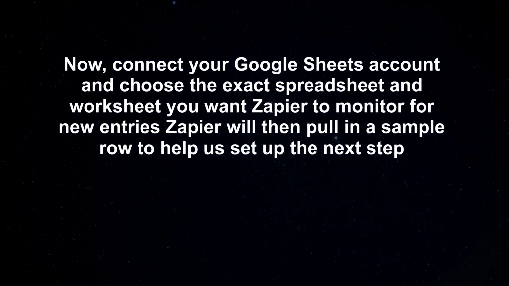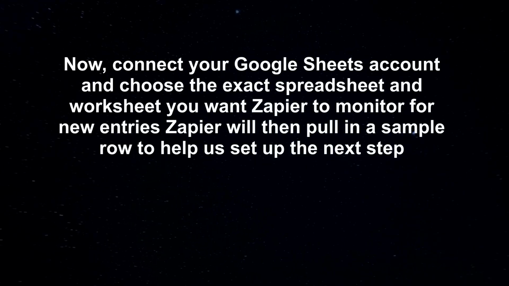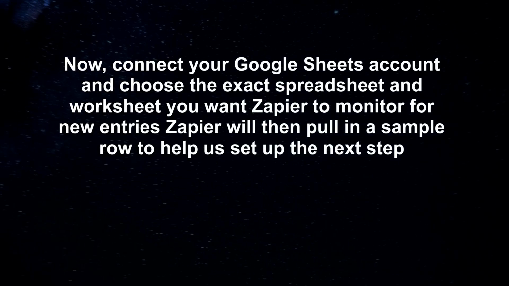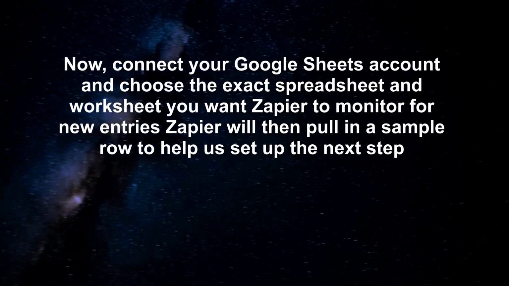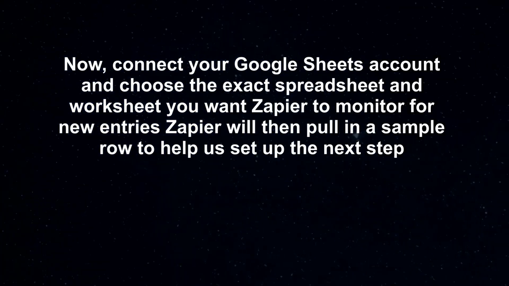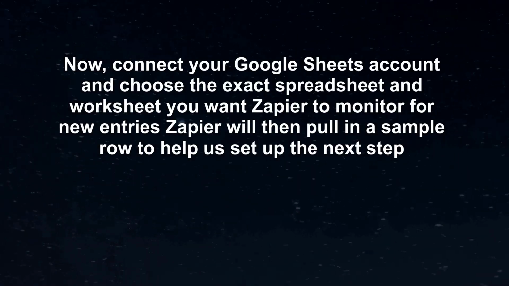Now, connect your Google Sheets account and choose the exact spreadsheet and worksheet you want Zapier to monitor for new entries. Zapier will then pull in a sample row to help us set up the next step.